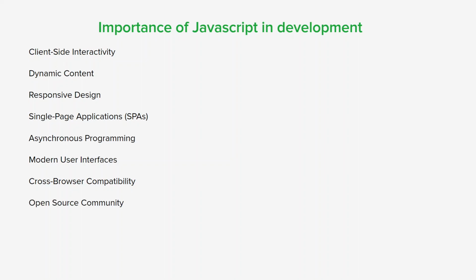The JavaScript community is vast and active, resulting in a wealth of open source libraries, frameworks, and tools. This ecosystem makes development more efficient by providing pre-built solutions to common challenges.